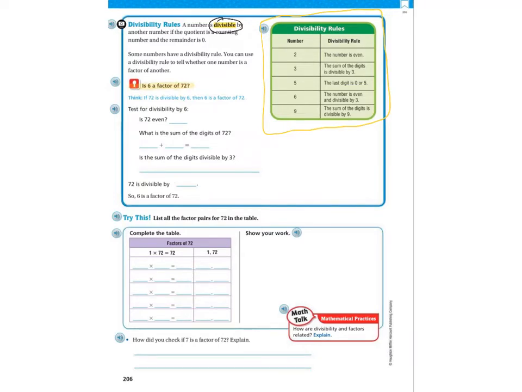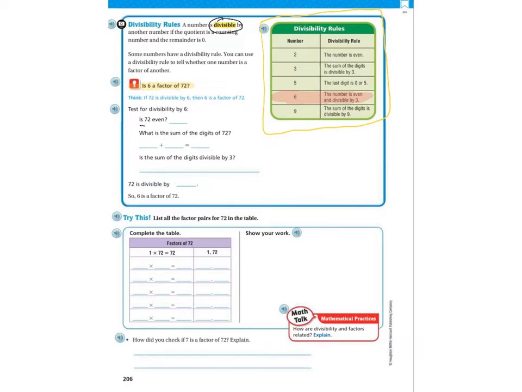So yes, we could divide, but we're going to use our divisibility rule. So let's go to here, and I'm going to highlight in red the number 6, because that's what we have. All right. And the rule tells us if I'm going to divide by 6, the number must be even and divisible by 3. Okay, so let's test for divisibility.